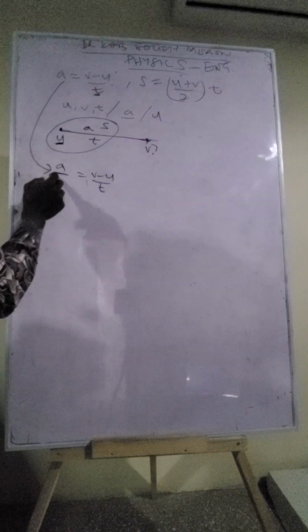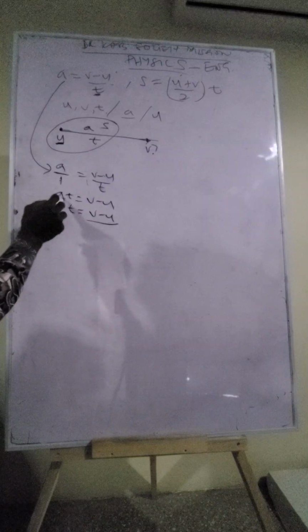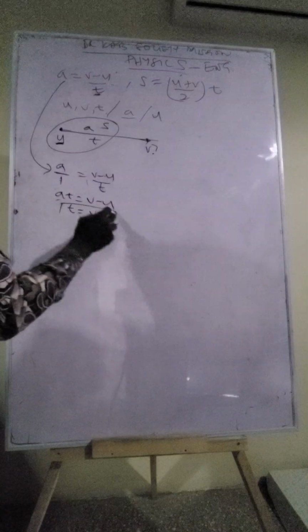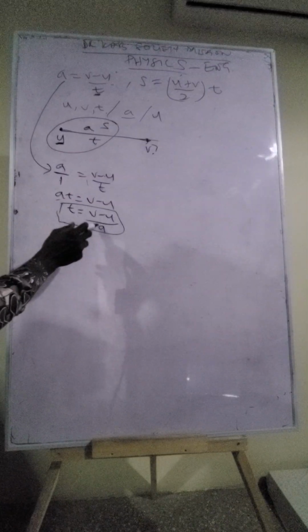Once this side is a fraction, let this side also be a fraction. So just do cross multiplication, this times this times that. So we're going to have AT is equal to V minus U, so that T is equal to V minus U, we divide it by A. So we have found time for this. It means time is equal to this one.